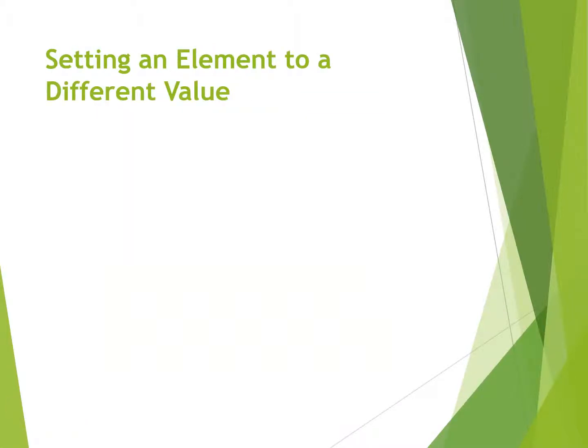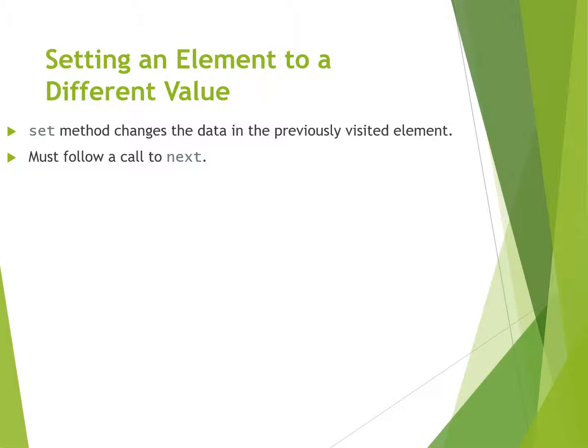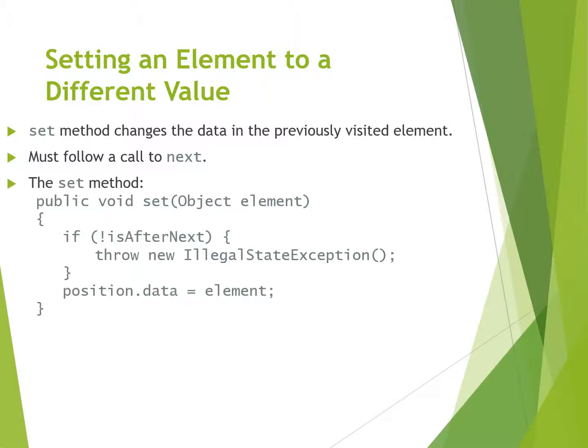Finally, we talk about how to set an element to a different value in the implementation of a linked list. The set method basically changes the data in the previously visited element, and it must follow a call to the next method, like the add and remove methods that we have seen before. Here is a very simple implementation of the set method.